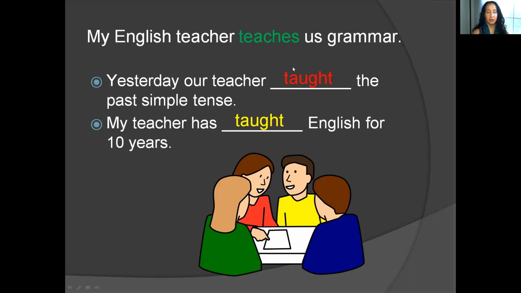You notice how you spell this? The GH is silent here. So this is T-A-U. A-U is ought, taught. Okay? Let's go to the next one.